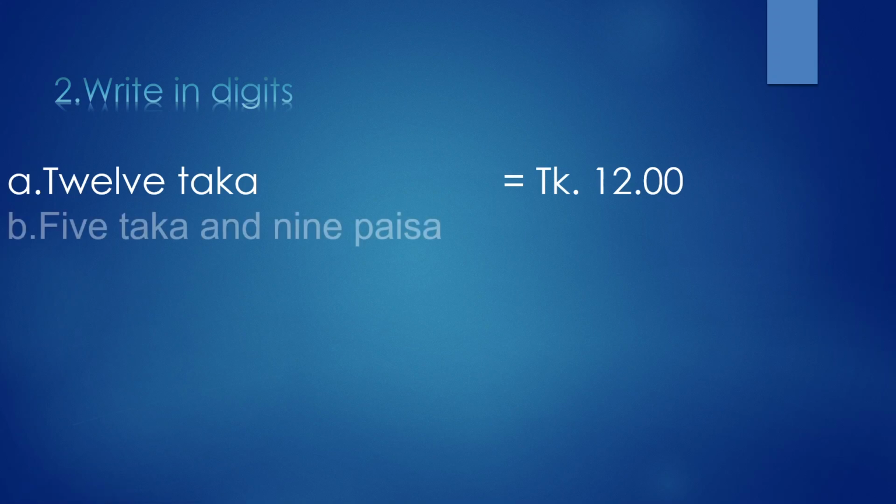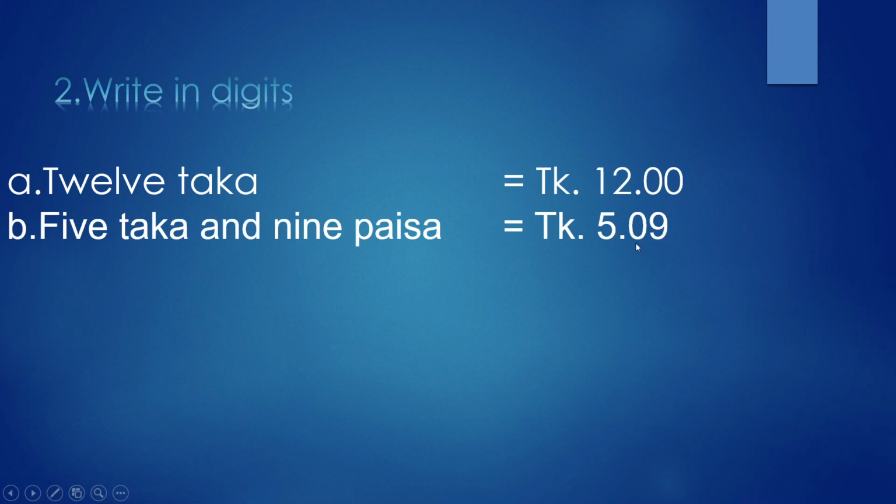Let's move to the next one. Here is 5 taka and 9 paisa. So we have paisa here. At first we're going to write 5 taka. Put an equal sign, the short form of taka, then 5, then put a dot, then 9 paisa. Here you may be confused. Do I write 9 in the tens place or in the ones place? Obviously, you have to write 9 in the ones place.